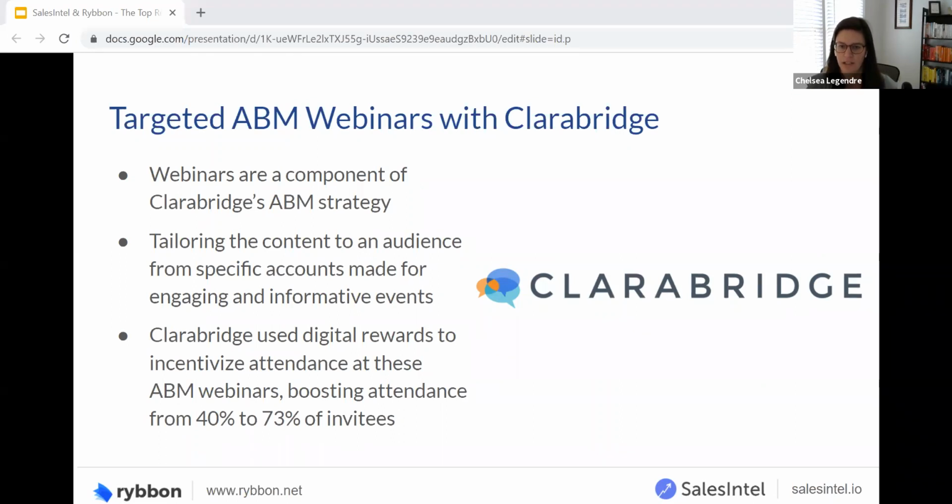And this way their content can be highly specific to their target account's pain points and their goals. You can also limit a webinar invite list down to contacts from just one company, creating an extremely personalized and specific presentation, which, as Raj says, takes a lot of work. So you want to make sure you have the right company, which we'll get into.